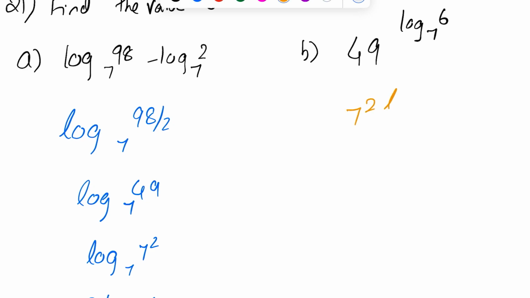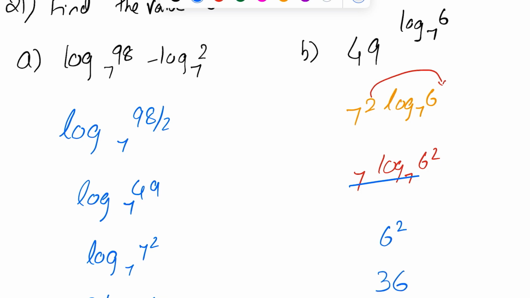49 can be written as 7 square, then log 6 to the base 7. The 2 can go to the power. So it becomes 7 to the power log 6 square to the base 7. Just now we have learned that 7 and 7 get cancelled, 6 square, which is going to be 36.